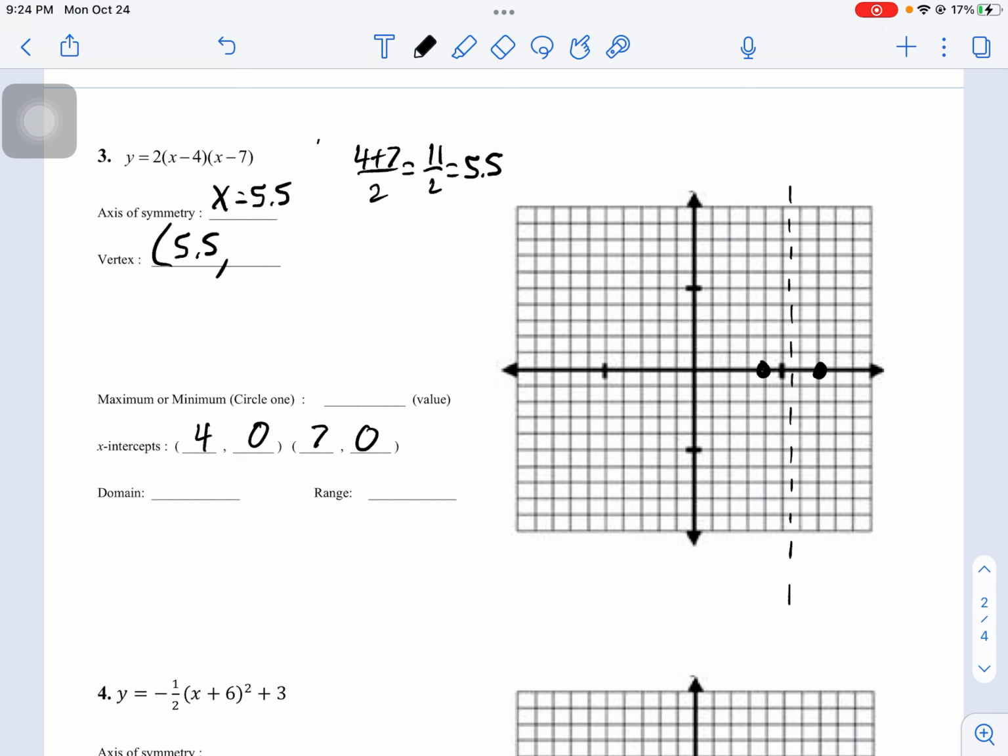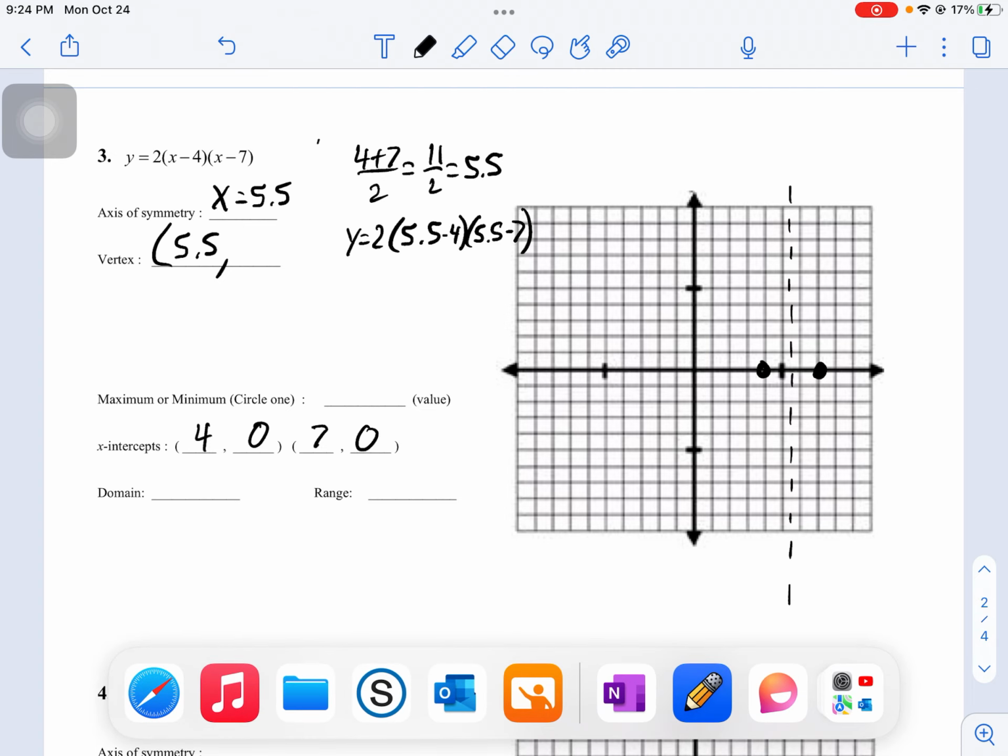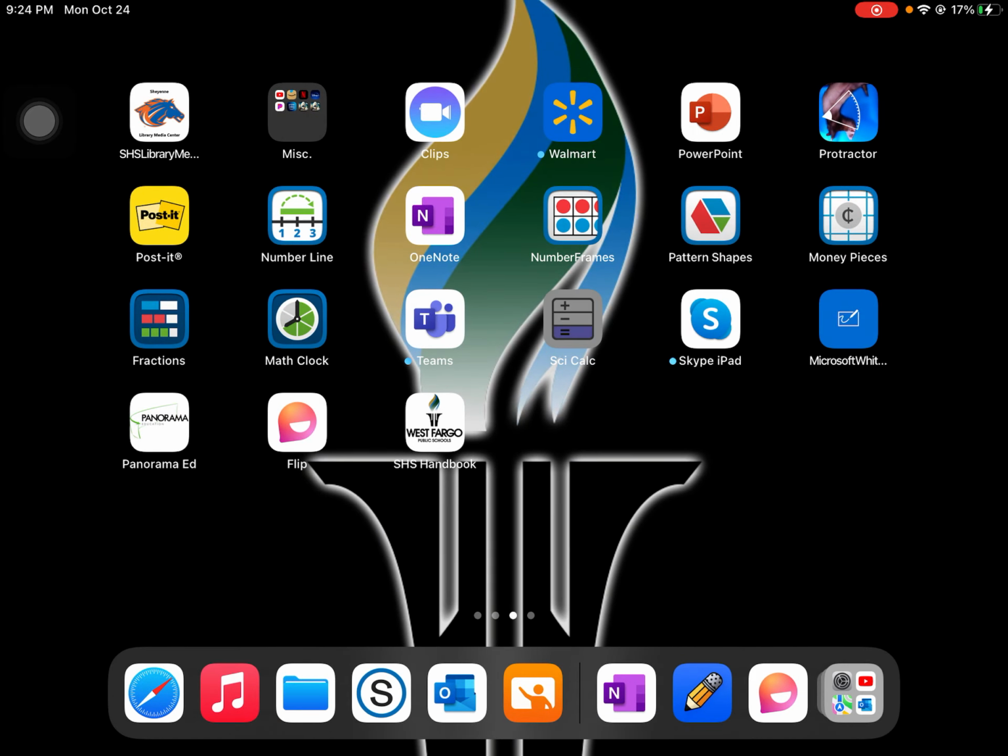And then what I need to do is take that value and replace my x values. So 5.5 minus 4, 5.5 minus 7. And I'm going to plug this in. This is one I would suggest plugging in your calculator. So let me just pull up my calculator really quick. Let me get the other one. There it is.